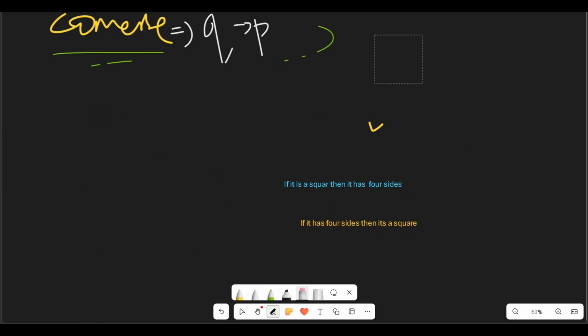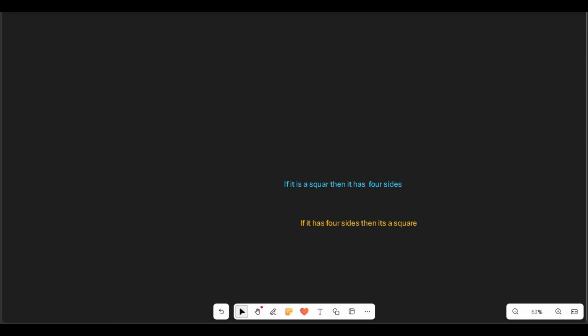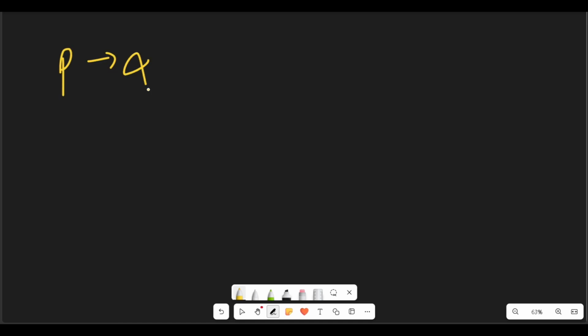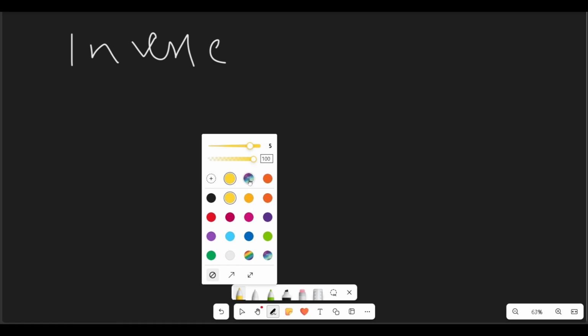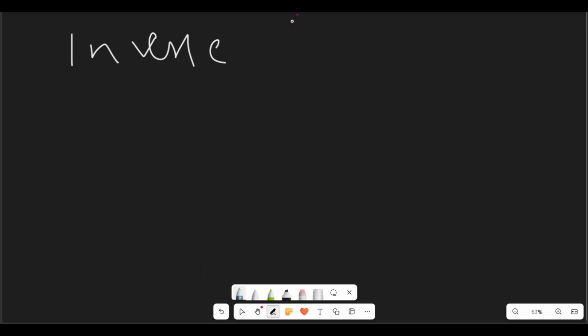So what this tells us is that our human brains are hardwired to feel that P to Q is equal to Q to P, because at first glance the converse must also be true. It is true for one case, but there can be hundreds of cases, just like in our previous example where four sides may be a rectangle, a rhombus, or a square, or whatever. So the inverse essentially is like this.